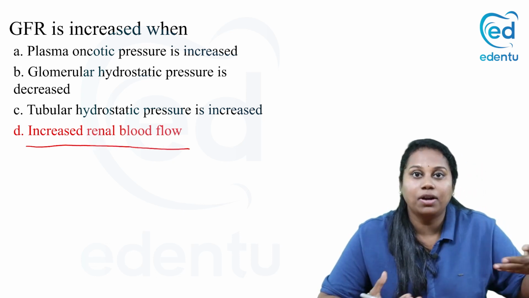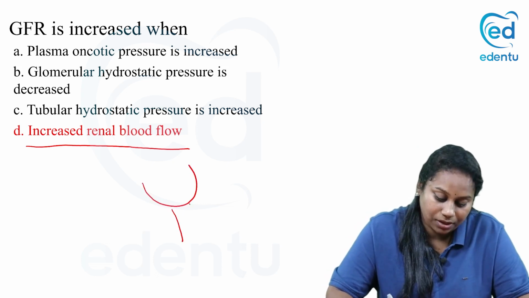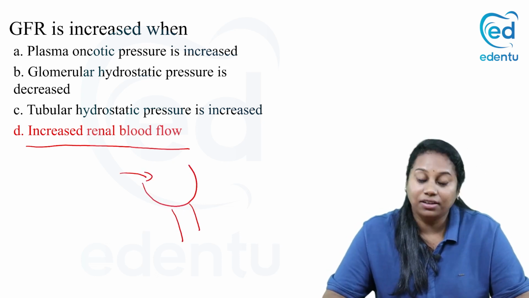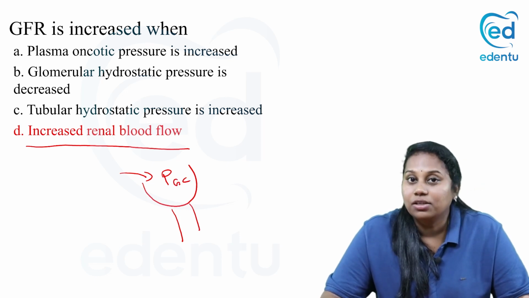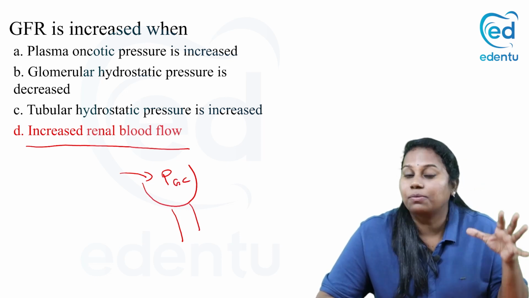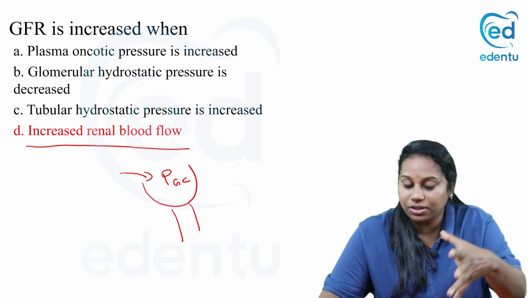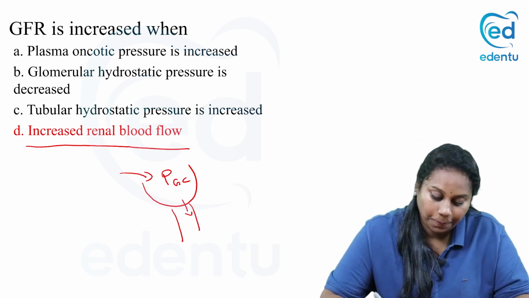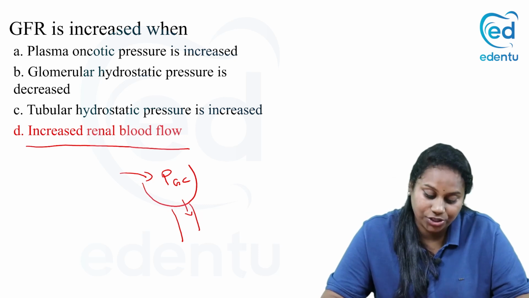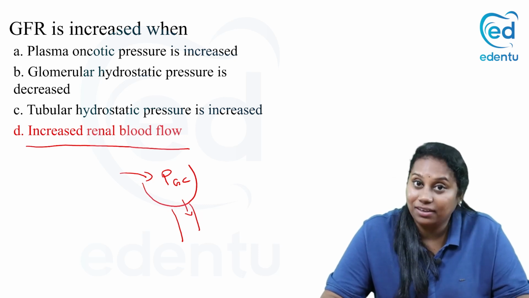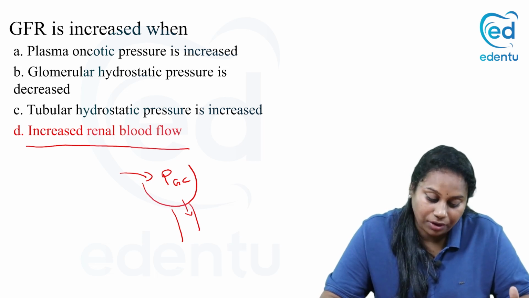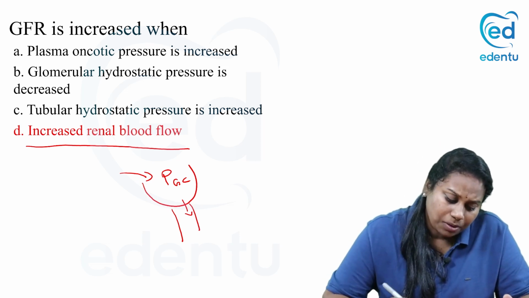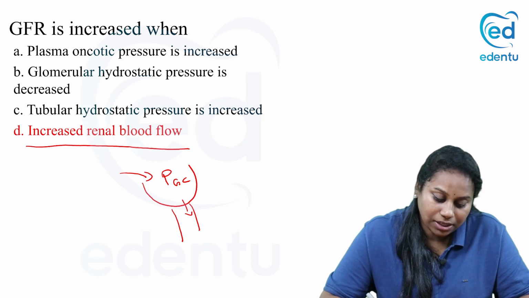When there is more blood flowing into the glomerulus, this blood will increase the hydrostatic pressure here, which is called PGC. So how can you think of hydrostatic pressures? Pushing forces. So they will push the filtration to the other side, thereby favoring your filtration. So increase in renal blood flow will increase hydrostatic pressure on the glomerular side, thereby increasing the GFR. Look at the other options. Plasma oncotic pressure is increased.